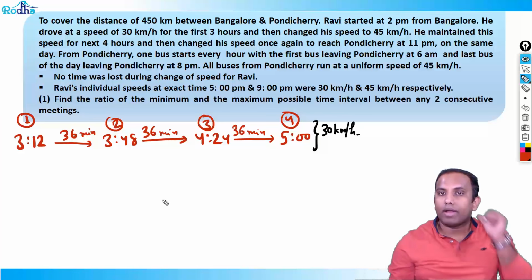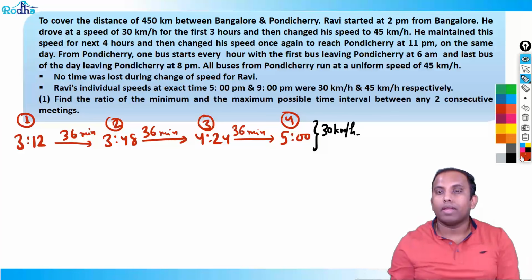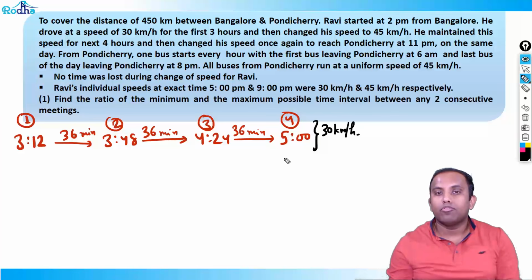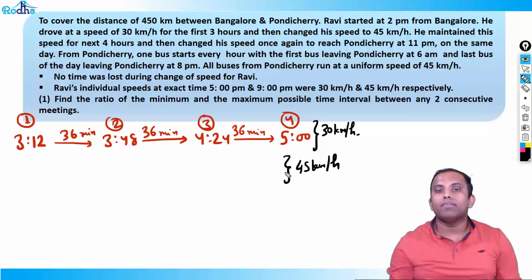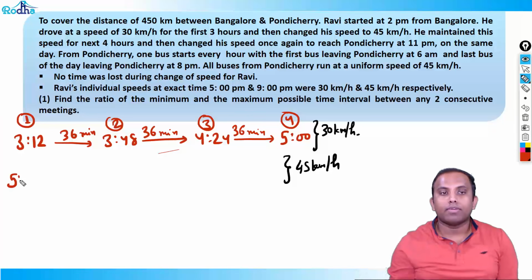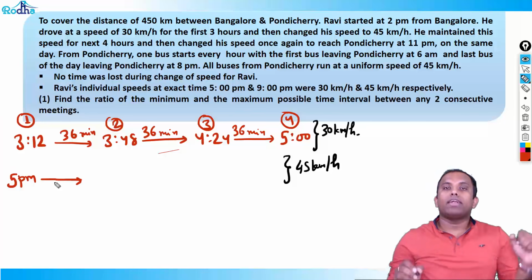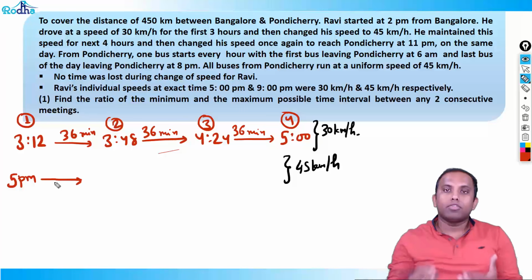So how much time will it take now? At 5 p.m. my speed becomes 45 kilometers per hour, right? So at 5 p.m. when will I encounter the next bus? After 5 p.m. my speed becomes 45 kilometers per hour.